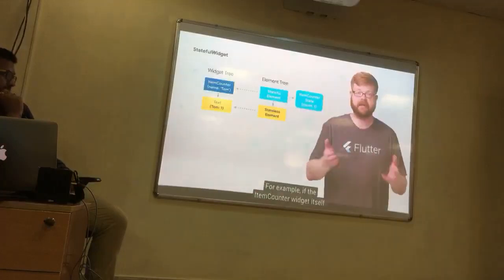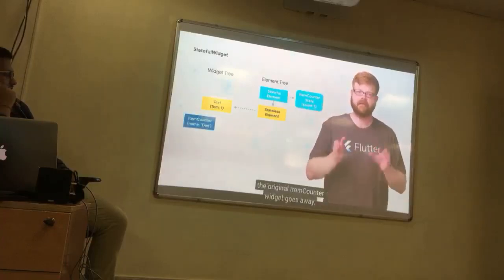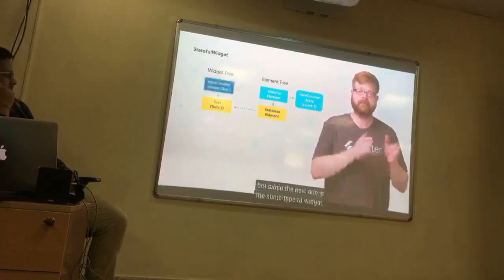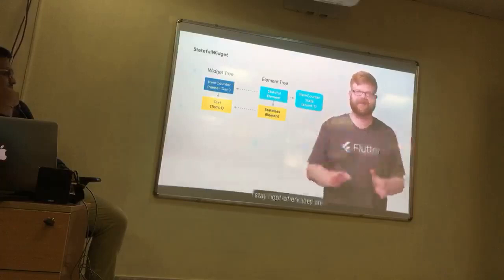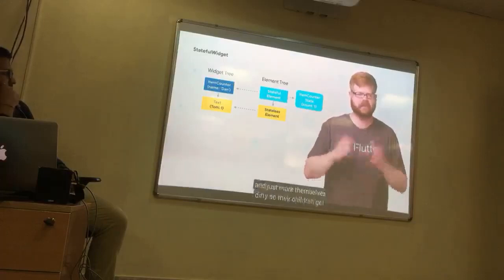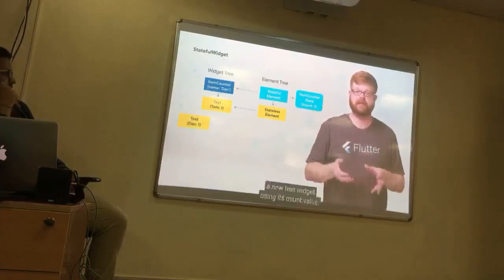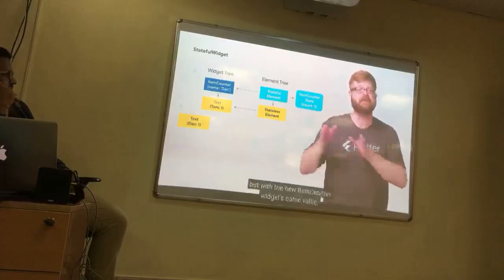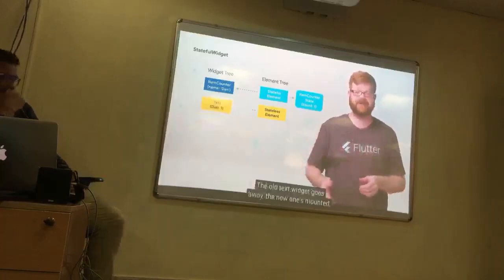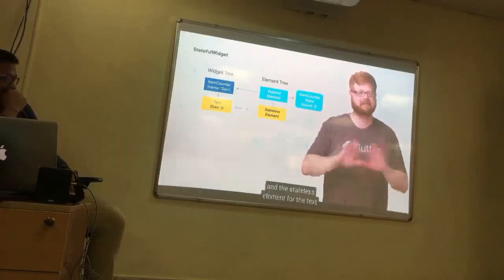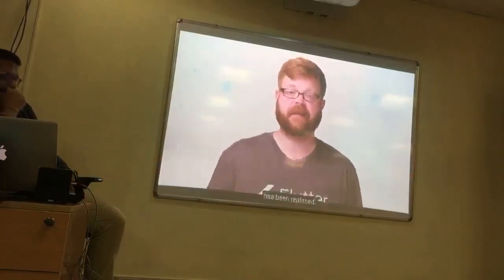For example, if the item counter widget itself were rebuilt, maybe from a change above it in the tree, the original item counter widget goes away, but since the new one is the same type of widget, the stateful element and state object stay right where they are. They survive the change in widgets and just mark themselves dirty so their children get rebuilt. Then the state object build method kicks out a new text widget using its count, but with the new item counter widget's name. The old text widget goes away, the new one's mounted, and the stateless element for the text stays right where it is. So that's how state can be maintained even after the widget that made the state object.